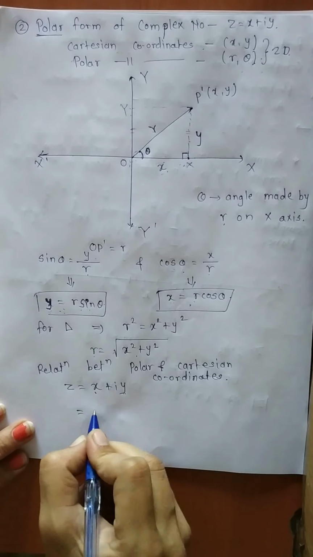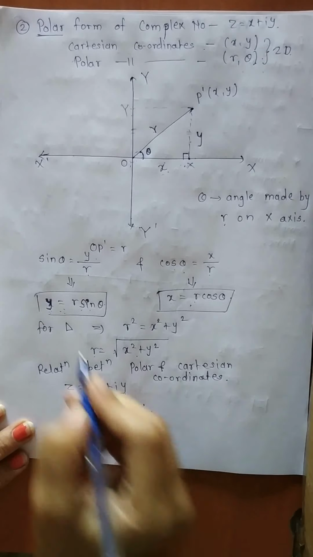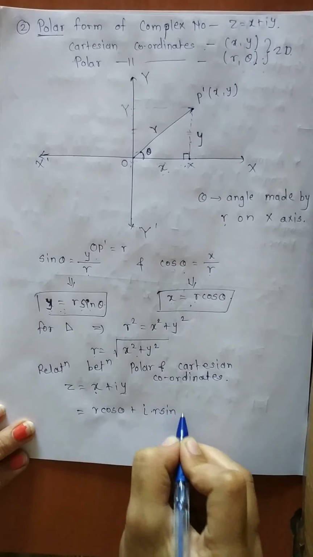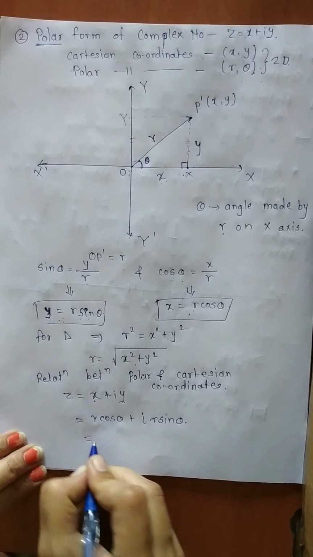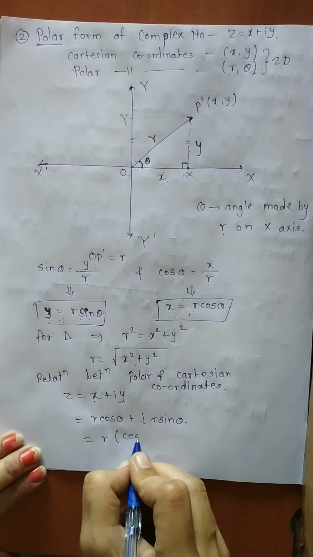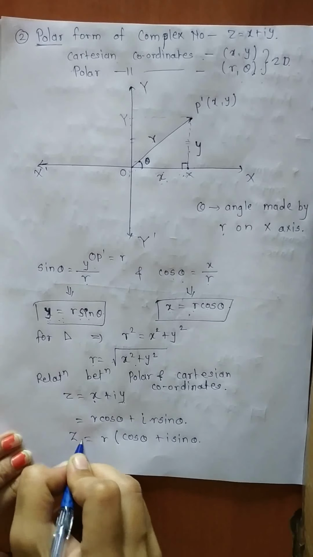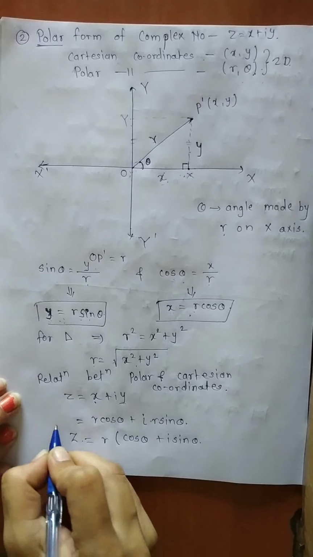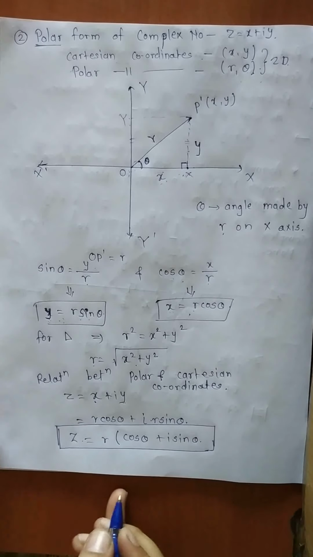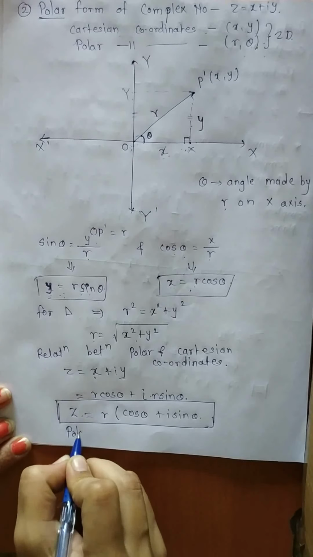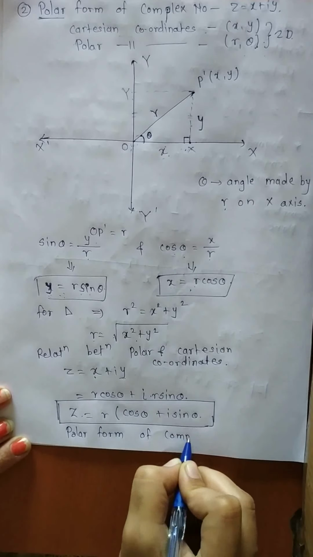So let me substitute x as r cos theta and y as r sin theta. If we observe, r is common in both, so let me take r outside. I will get r(cos theta plus i sin theta), and that is nothing but z. And this is nothing but the polar form of the complex number.